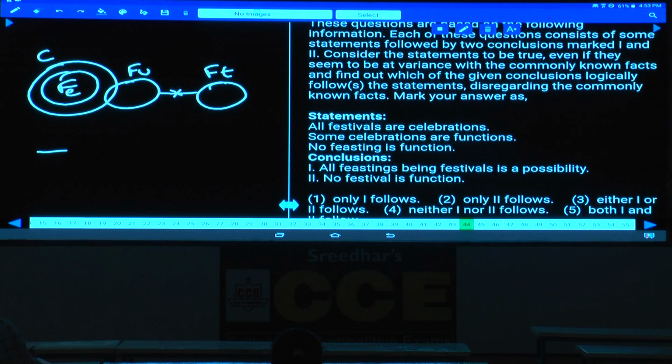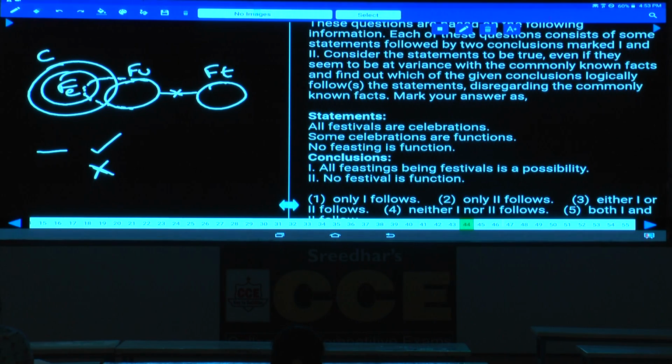Next one, no festival is a function. As of now it is true, isn't it? No festival is a function is true. To make this one false, now we need to prove some festivals are functions. Tell me whether I can draw like this or not. Yes. Festival and function can be intersected. Hence alternate diagram proven. Previous conclusion will be false.